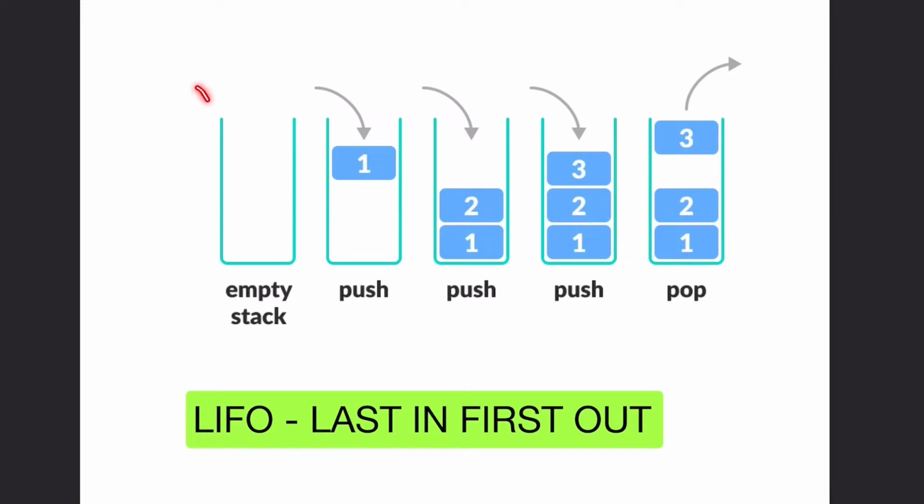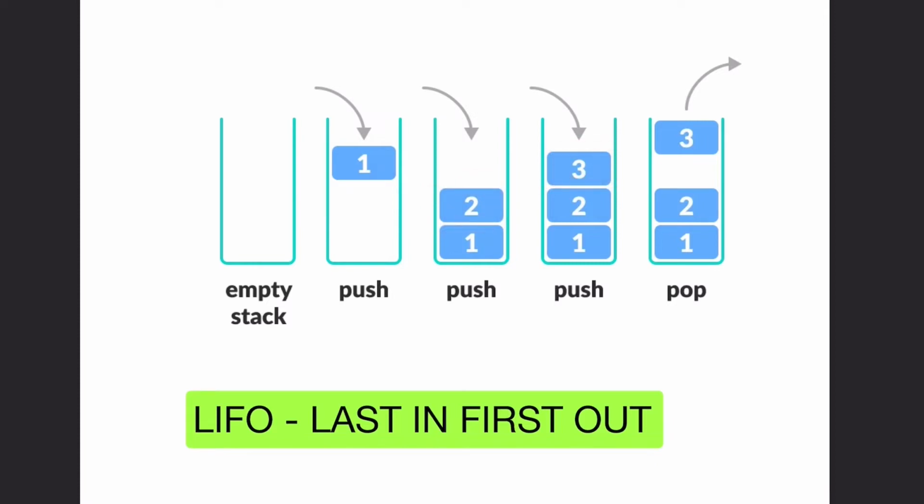Here you can see we have an empty stack, or you can call this an empty list. Now if I push an element, or I can say if I add an element, adding is known as push in data structure. In stack data structure, when you add an element, you call it a push. So I'm pushing one inside this stack, and now I'm pushing two, and now I'm pushing three inside this stack.